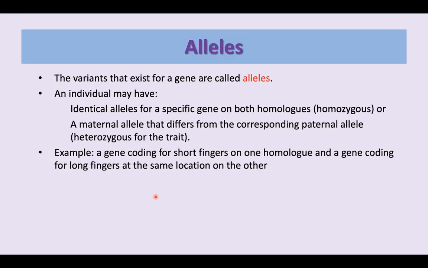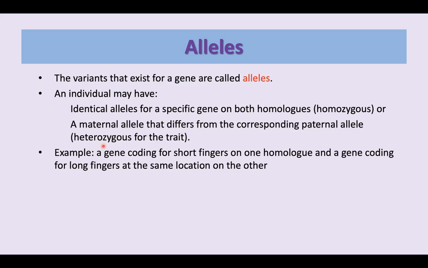Okay. So alleles. The variants that exist for a gene are called alleles. So an individual may have identical alleles for a specific gene on both homologs. So bila identical, we call that homozygous. Contohnya capital A and capital A, ataupun small letter a and small letter a. So that is homozygous, dia sama, identical alleles. So bila it is not identical, it differs, we call that heterozygous.